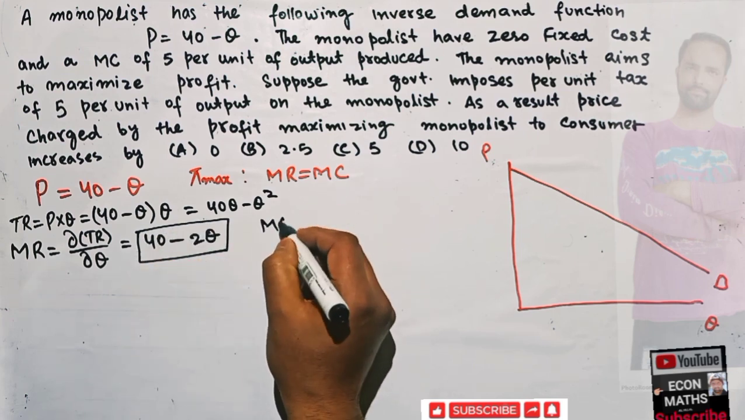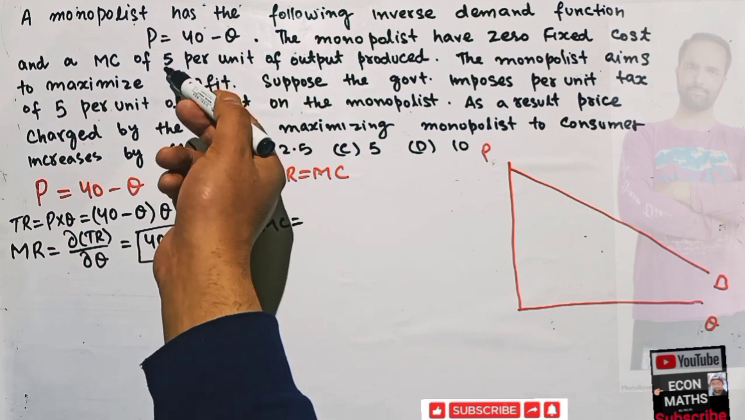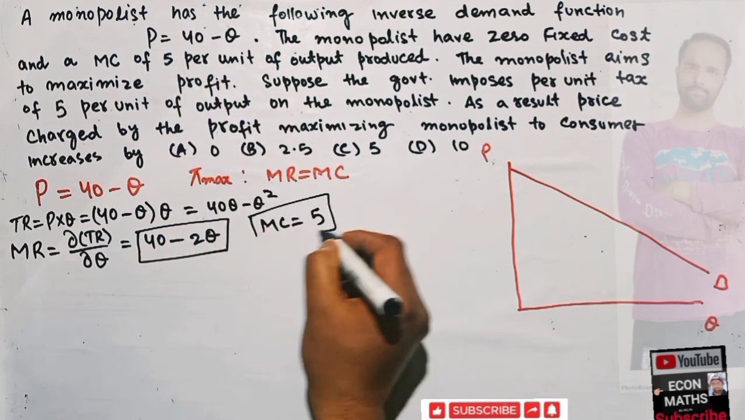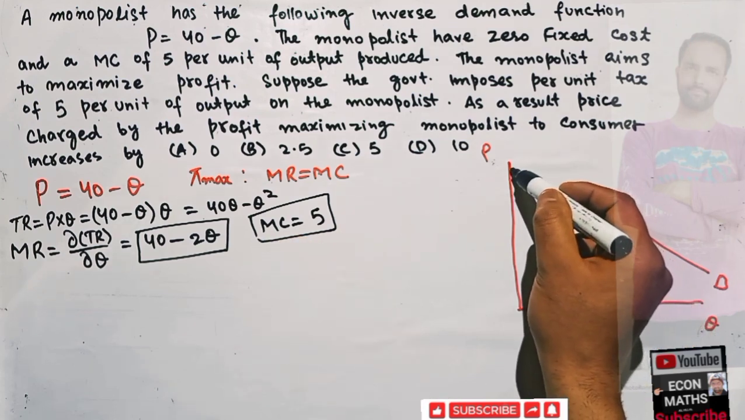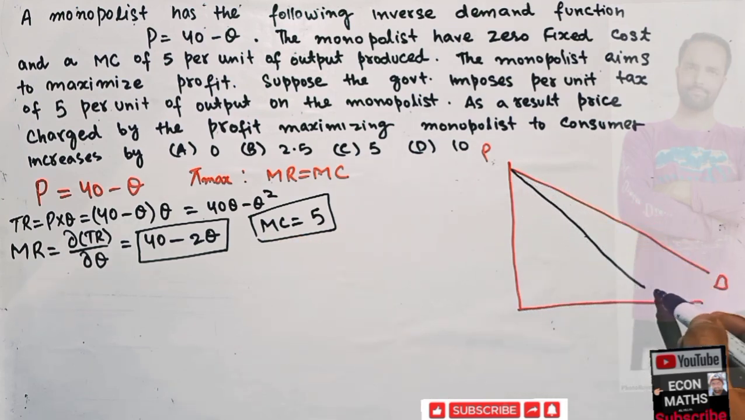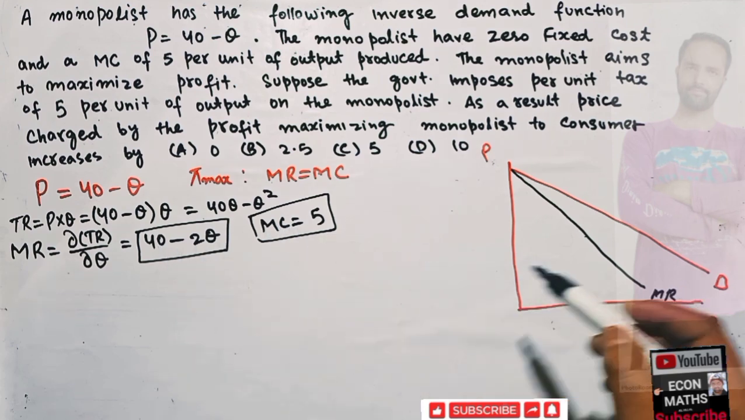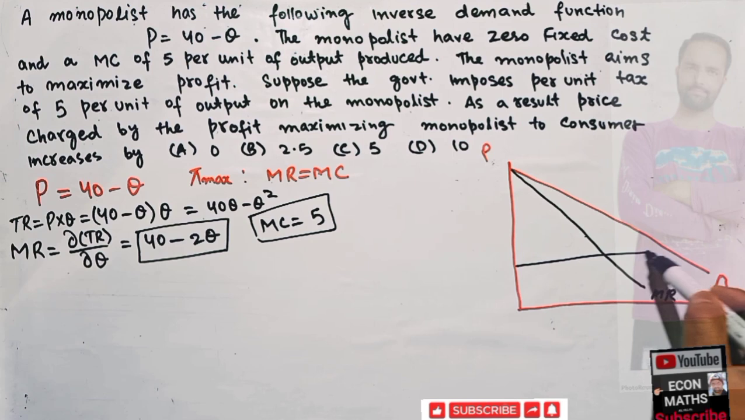Also our marginal cost is given to us. We are being told we have a marginal cost of 5. So let's draw the marginal revenue function like this. This is our marginal revenue function, and we are being told that marginal cost is constant, which is 5.